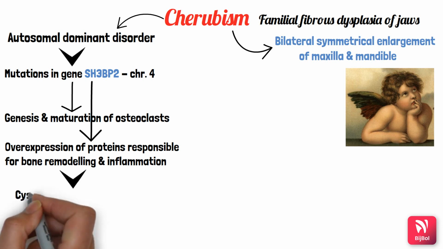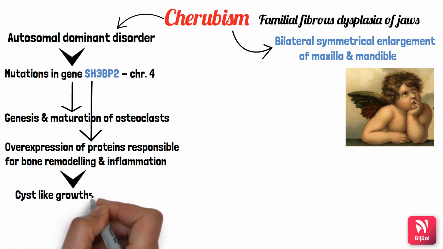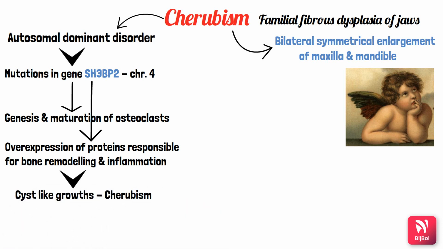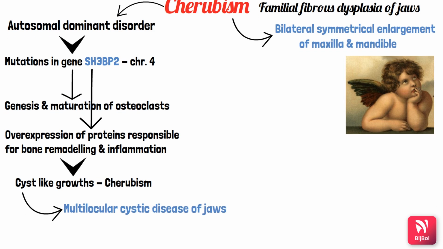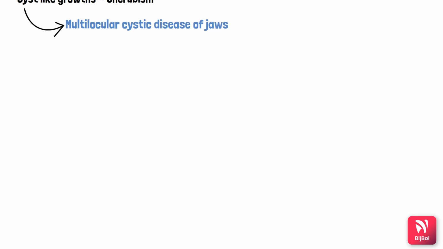growths within the jaws, and this is a disease of the jaws alone. So these numerous cyst-like growths are seen within the jaws, that is, the maxilla and mandible. Because of these cyst-like growths, cherubism is also named multilocular cystic disease of the jaws. So there are two names now: familial fibrous dysplasia of jaws and multilocular cystic disease of jaws. Now let's see the clinical features.